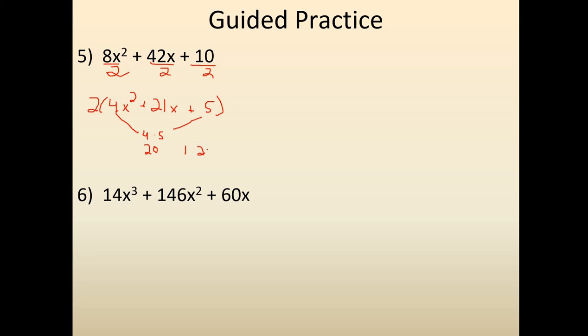So 1 and 20, 2 and 10, 4 and 5. This equals 21. This is 12. This is 9. So my two numbers will be 1 and 20. So my new polynomial is 2 times 4x squared plus 1x plus 20x plus 5.